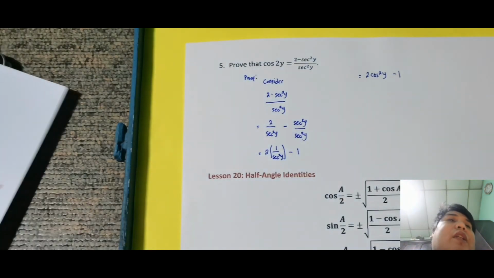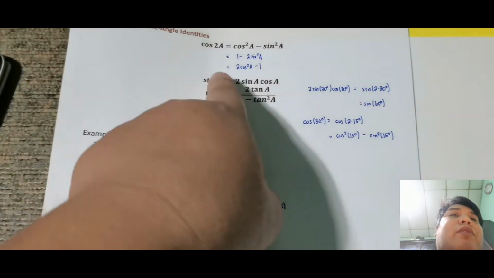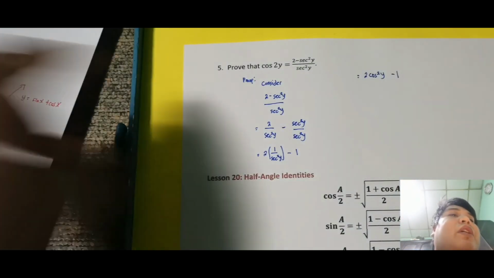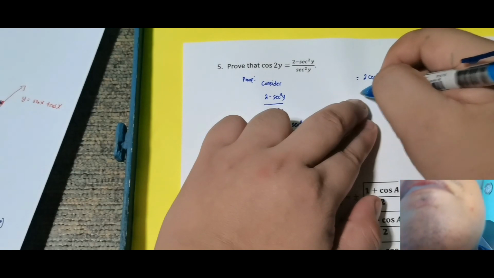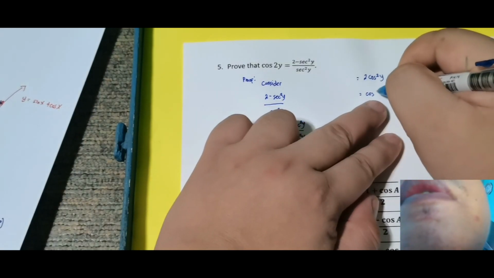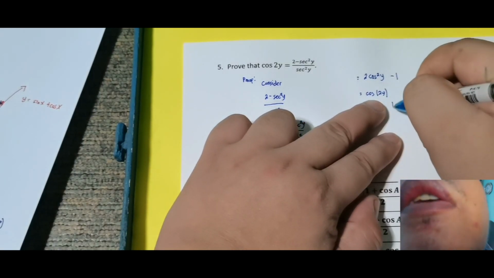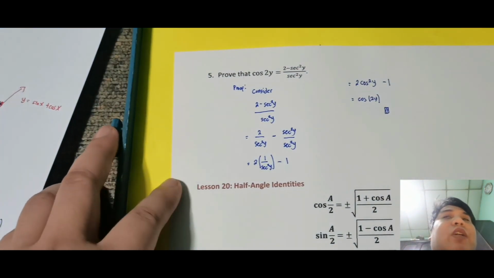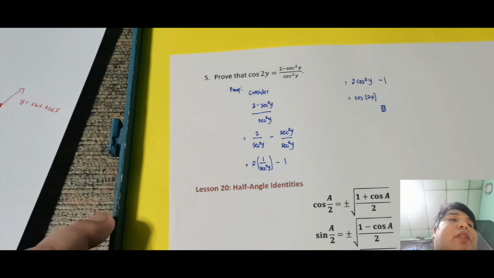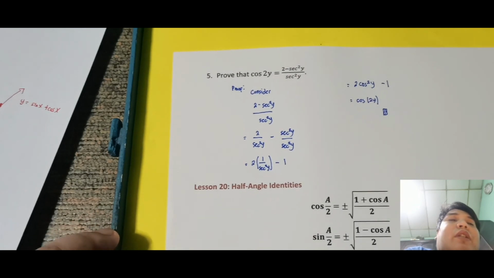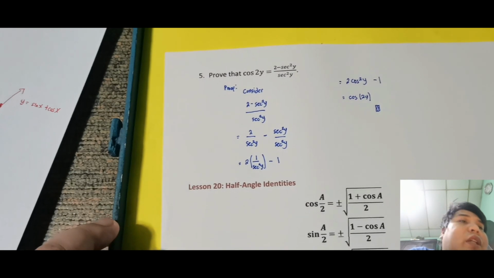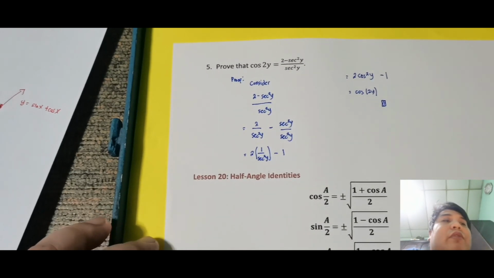Okay, next is may identity tayo niyan. Sabi, yung 2 cosine squared a minus 1 is cosine 2a din. So meaning, this is just equivalent lang sa cosine 2y. Okay, so therefore that is done. So ganun kadali pag double angle identity. Now, hoping naman na makita ko ulit kayo sa ating next lesson, kasi next lesson is all about half angle identity. So what if naman is kalahatiin naman natin yung angle. Okay, so thank you for watching.